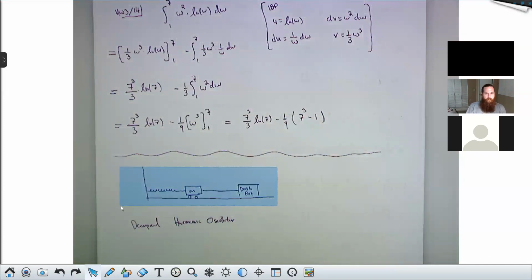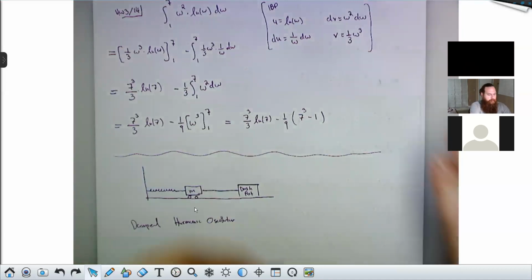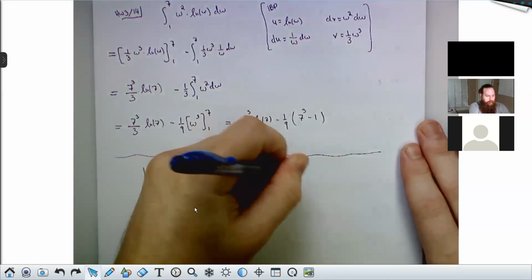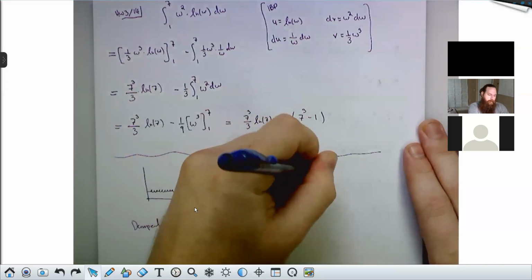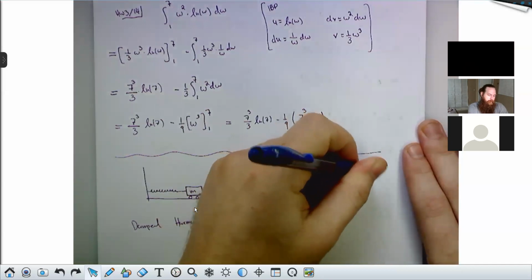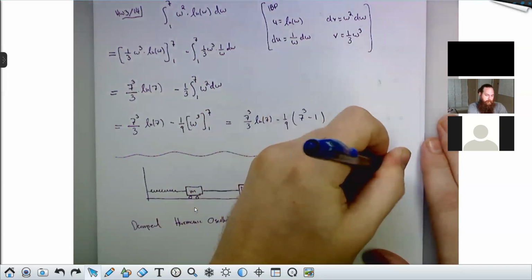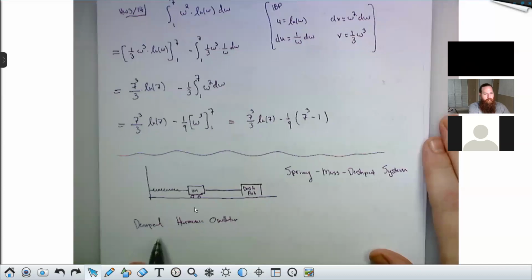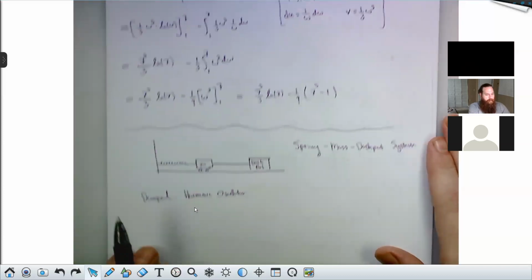This is the simple physical system used to describe damped harmonic oscillators, and without the dash pot, just harmonic oscillators, in MAP 2302 differential equations. So it's sort of the simplest physical system that will give you that behavior. And this is called a spring mass dash pot system. But the behavior that you get out is damped harmonic oscillation.